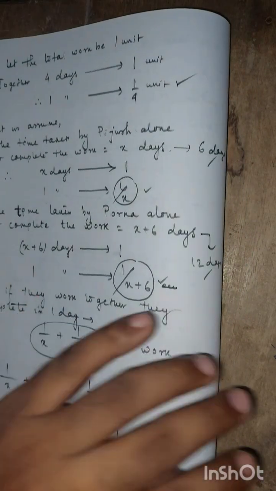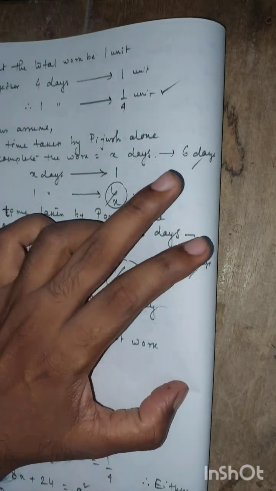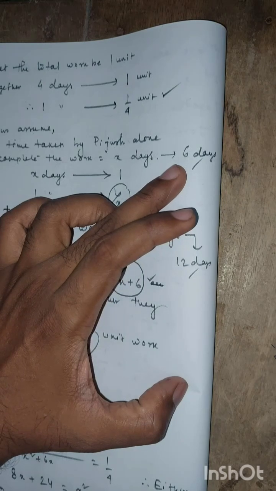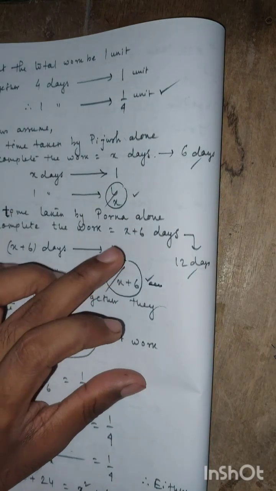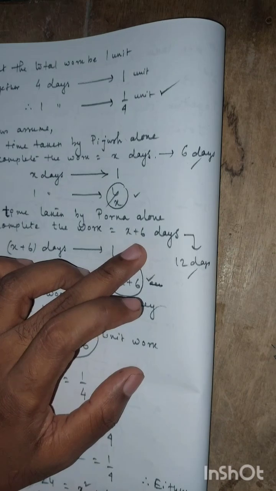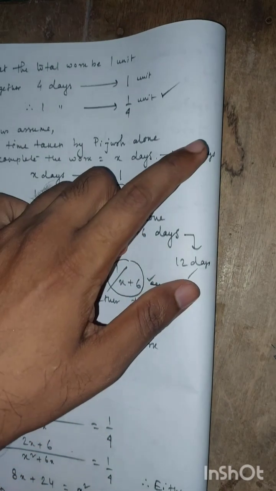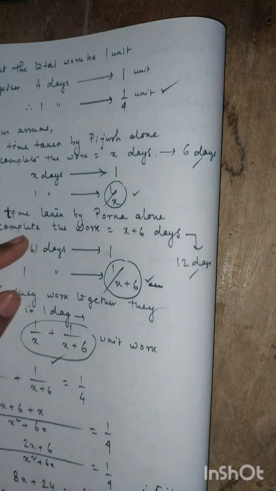So the time taken by Piyush to complete the whole work alone is 6 days, and to complete the whole work by Porna alone should be 12 days. So these are our two answers.